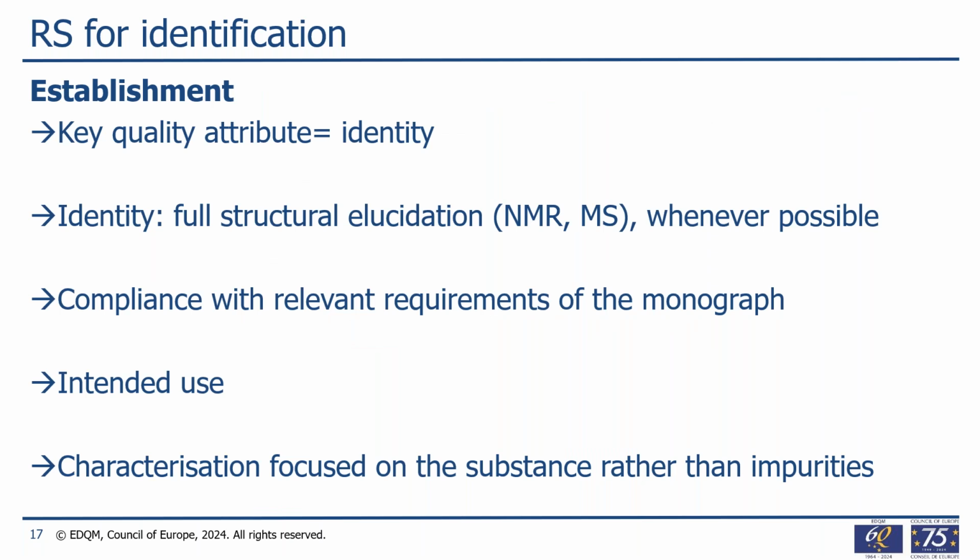For the establishment of such reference standards, the key quality attribute is, of course, the identity. So we perform the full structural elucidation, usually by NMR and mass spectrometry, whenever this is possible, of course. But really, we use any suitable techniques that are at our disposal. We also verify the compliance with relevant requirements of the monograph, so not necessarily all the requirements, and we verify the intended use. But in general, you could say that the characterization of such a reference standard is focused more on the substance itself rather than on the determination of the impurities.